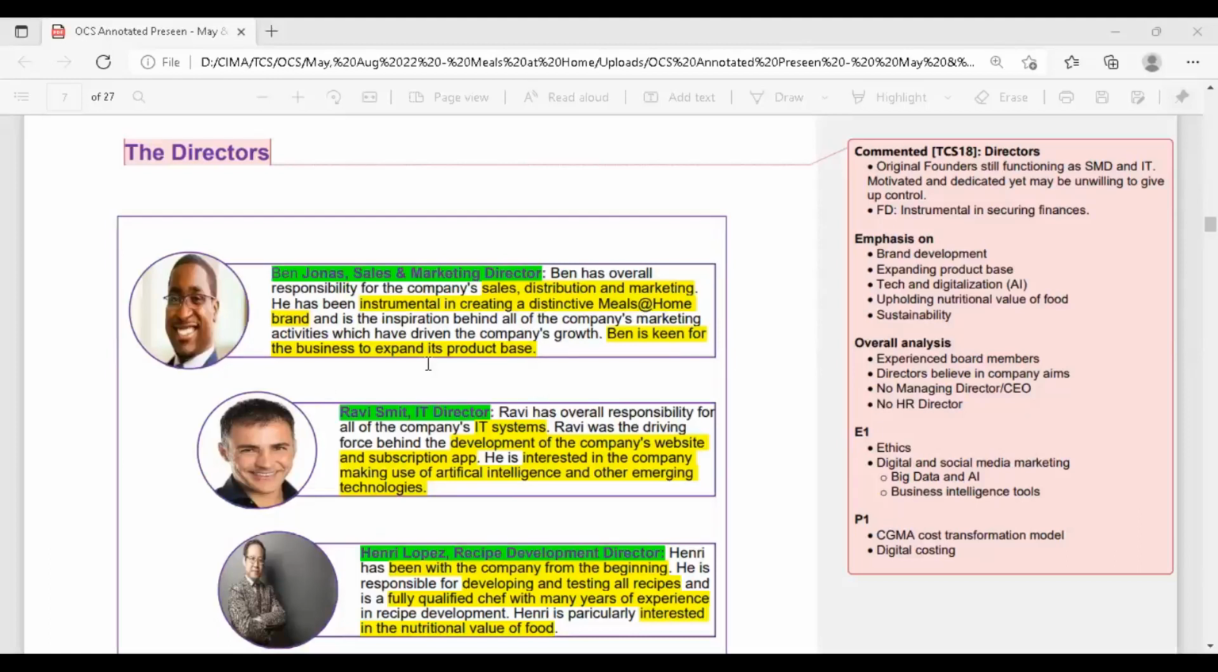So that's exactly why I said that there could be a scenario in the exam which highlights that the company is pursuing or expanding into the vegan meal kit market.